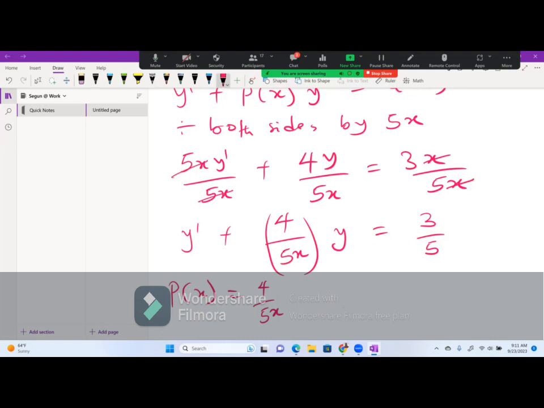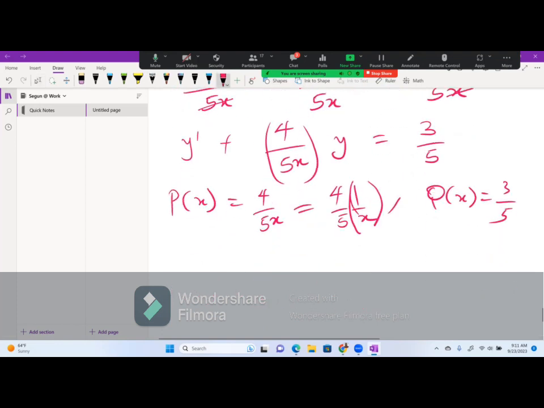Because what this simply means is 4 over 5 times 1 over x. That's the meaning of it. So it's not the same thing as 4 over 5x. Please take note of that. Then our Q of x will be 3 over 5.